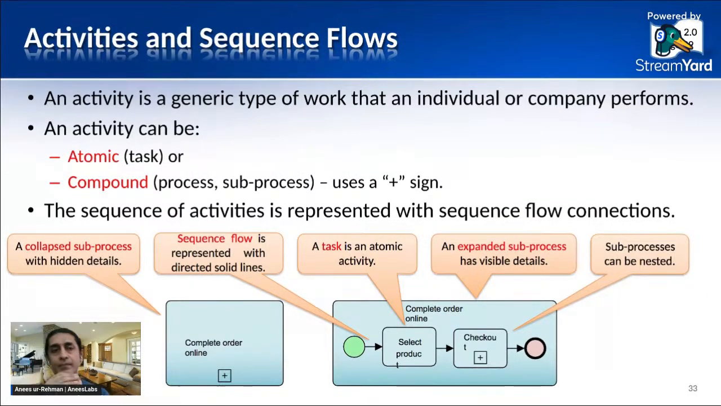Now we talk about activities and sequence flows. An activity is a generic type of work that an individual or a company performs. An activity can be a task, which is divided into three categories: service task, human task, and normal task, where you can use rule engines or BRMS, all kinds of stuff. Service tasks are the tasks which do the work automatically, like when we are automating a process.